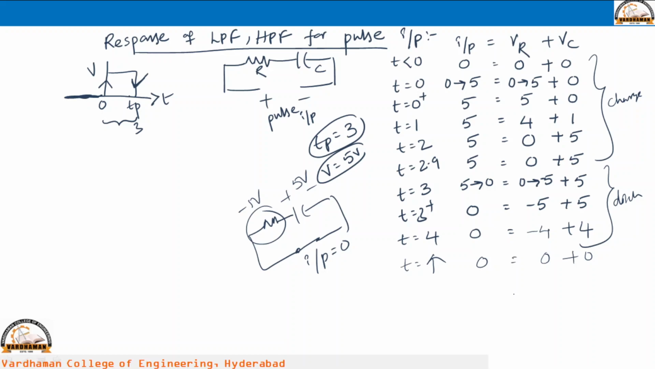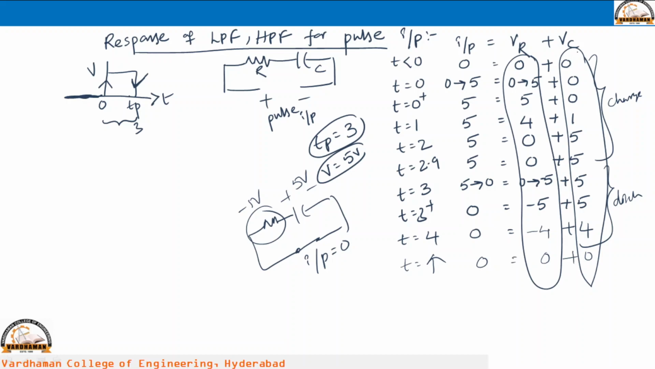So, this is what we have to observe before going to see the response of the low pass and high pass for the pulse input. Now, you can check how the resistor voltage is changing, how the capacitor voltage is changing. How is the capacitor voltage changing? It is increasing from 0 to 5, then decreasing to 0. So, if you draw the graph for the capacitor voltage, it is increasing up to 5, then decreasing to 0.